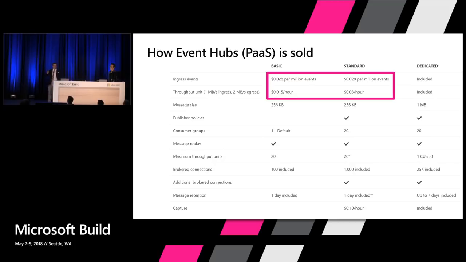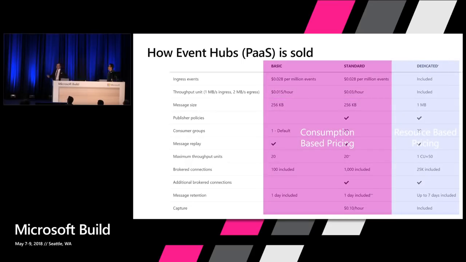And then we charge you for the messages you send, but not the messages you read, and those are 2.8 cents per million messages. When you look at how our pricing is structured, we really have two models here because I don't think that one model will fit all for every scenario in the cloud, especially when you look at sparse use case versus very large use case. So we have consumption-based pricing in pink, and we have resource-based pricing in blue. In the pink, you're paying for what you use. You're adding features like capture a la carte, and in the blue, you're just paying for the cluster itself, basically. So it's a single fixed cost.